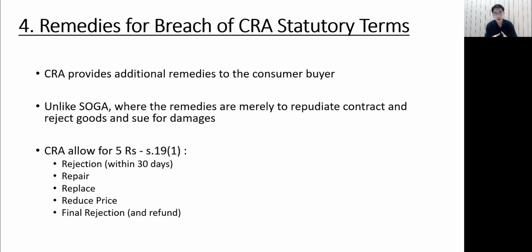And incidentally, by the way, if you look at your 2019 October paper, there are actually 2 implied terms questions. One is on SOGA, that's question 5. This one, question 6, is on the CRA. Right? So be prepared in your exam preparation. Be prepared for not just SOGA, which I know is the primary focus in the syllabus, but also possibly CRA, which was this question. Now, let's examine the 5 R's in more detail.